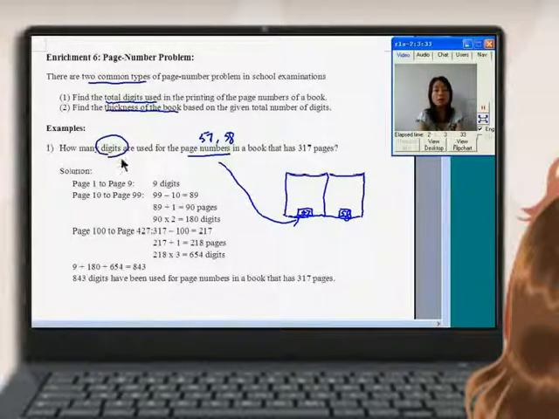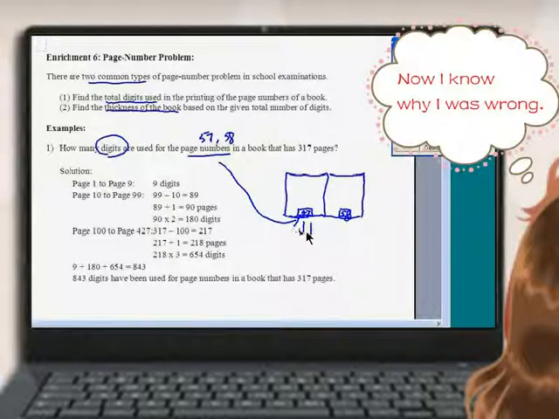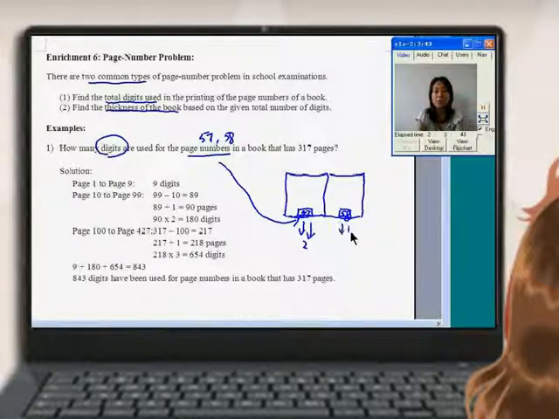Then, if they ask you how many digits are used, for page 57, there are 2 digits. And page 58, there are 2 digits. So this is the number of digits that we're going to count in these 317 pages.